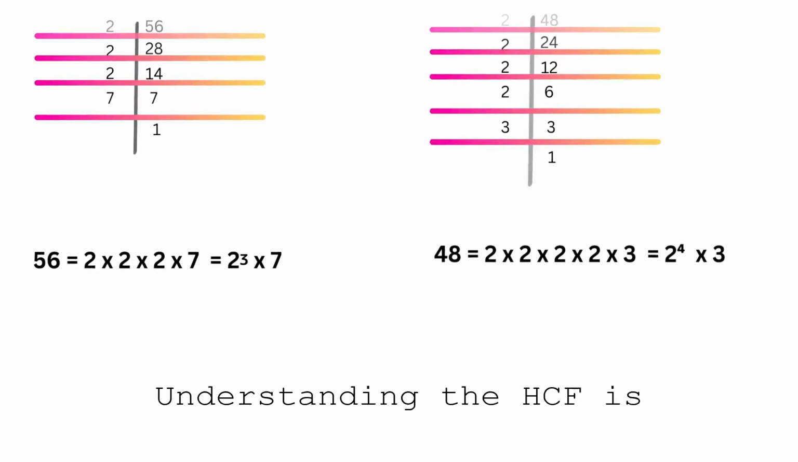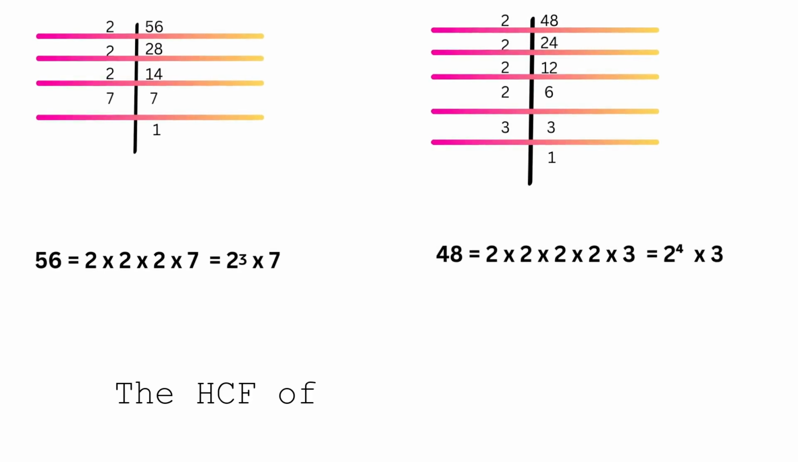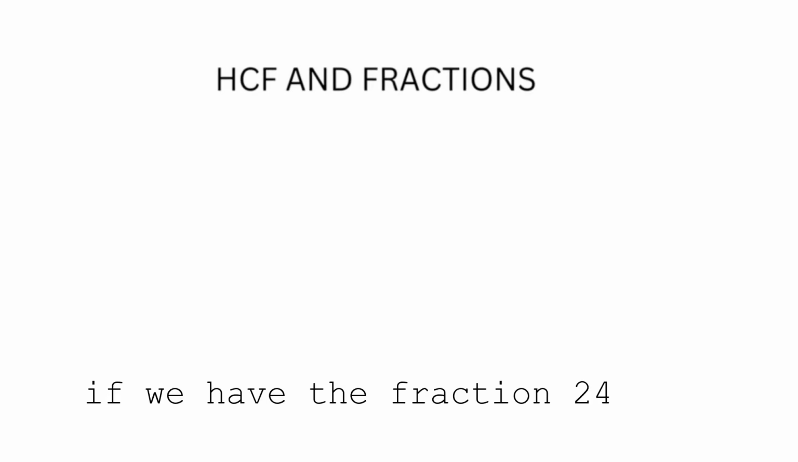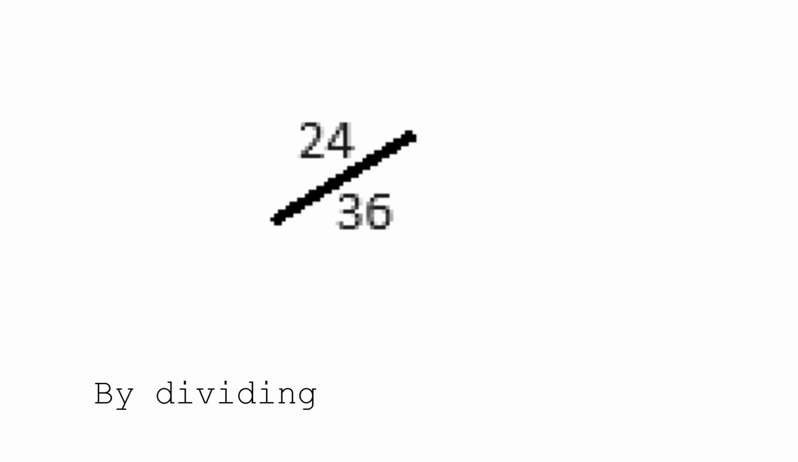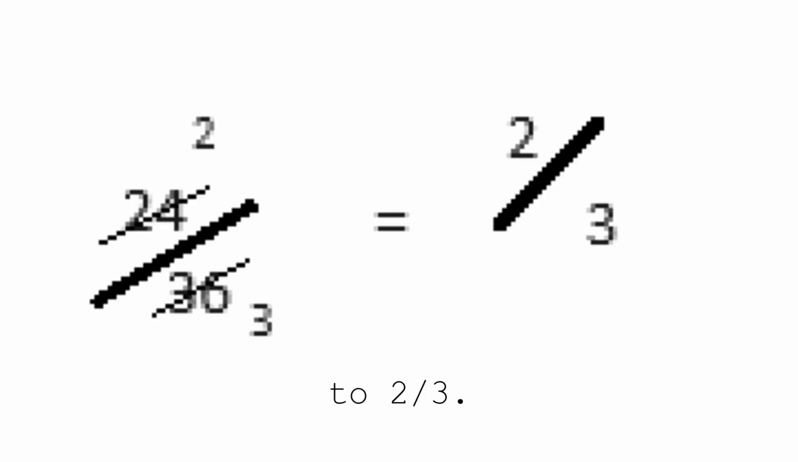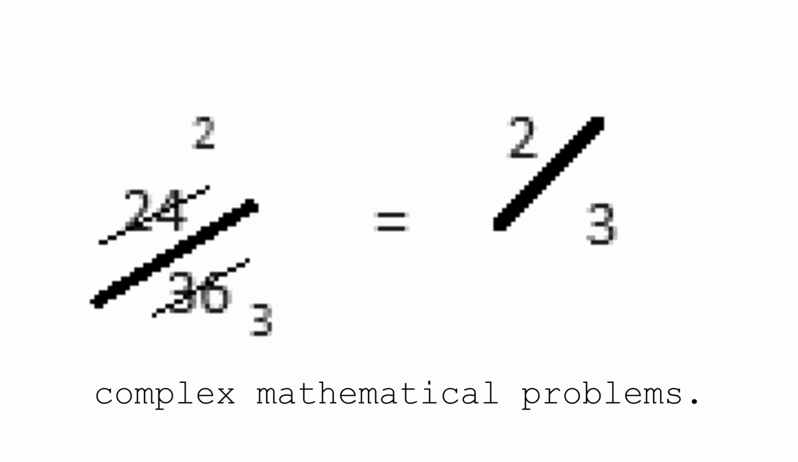Understanding the HCF is particularly useful when working with fractions. The HCF of the numerator and denominator can be used to simplify fractions. For instance, if we have the fraction 24 over 36, we can find the HCF, which we calculated earlier, as 12. By dividing both the numerator and denominator by 12, we simplify the fraction to 2/3. This simplification makes calculations with fractions easier and more manageable, both in everyday life and more complex mathematical problems.